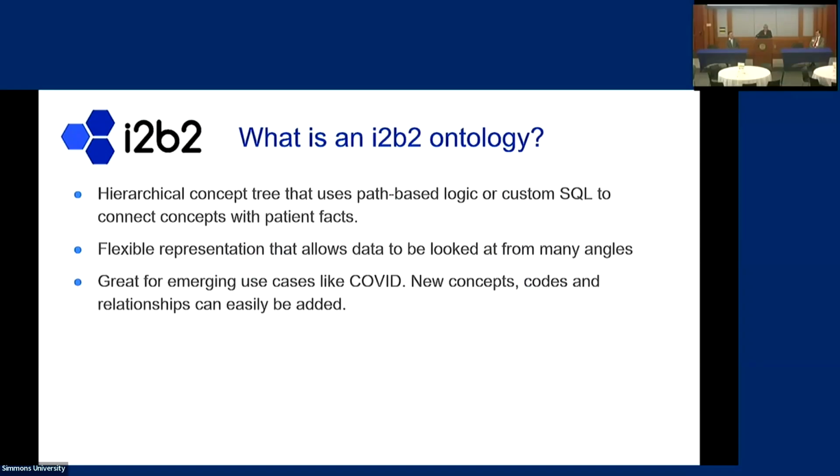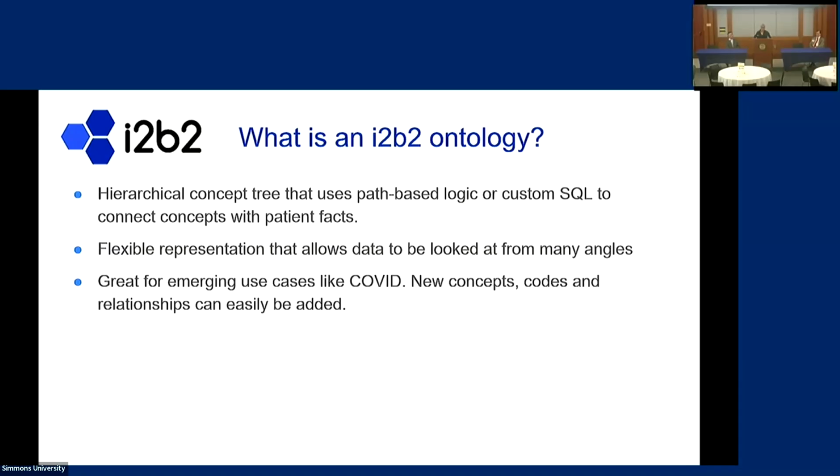So what is an I2B2 ontology? It's not a technical real ontology, because it doesn't represent all the relationships that an ontology usually does. It's mostly a hierarchical concept tree that lets you either use path-based logic or custom SQL to connect to the facts in the observation fact table.